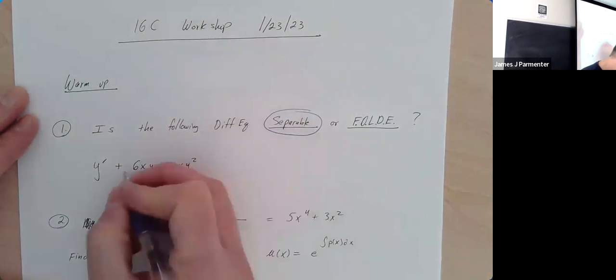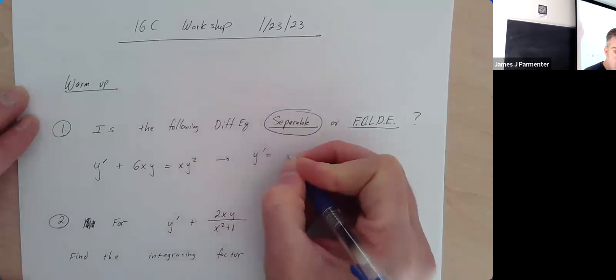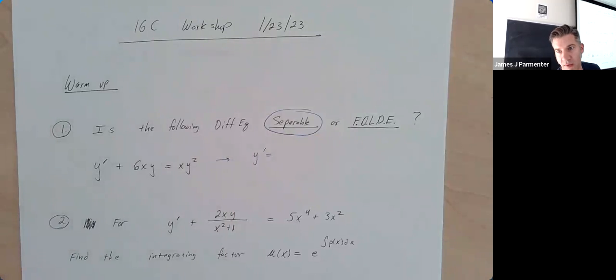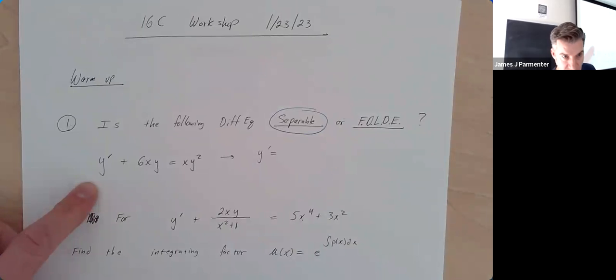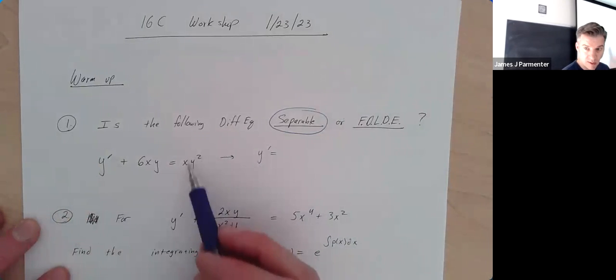And we can see that if we isolate the y prime, we get y prime equal to, oh, there's Caroline. Hey, Caroline, we're just talking about this first question here, whether or not this first differential equation is separable or first order linear. Even though it's written in a way that makes you think it could be first order linear, it's kind of got that first order linear pattern, it's definitely not first order linear because of the y squared right there.